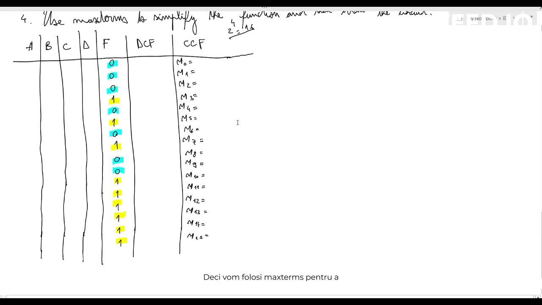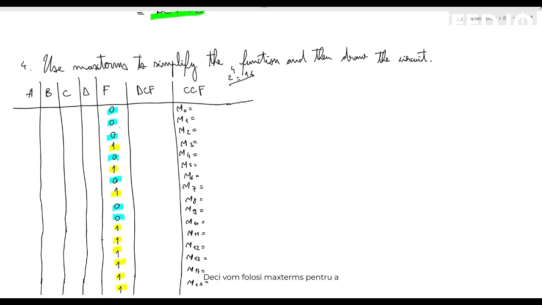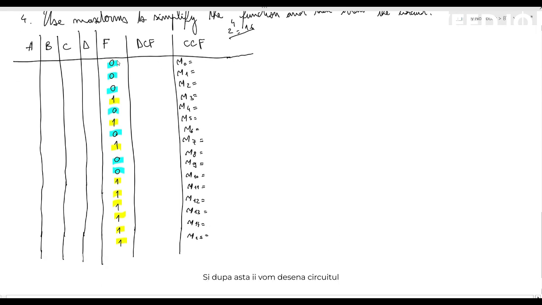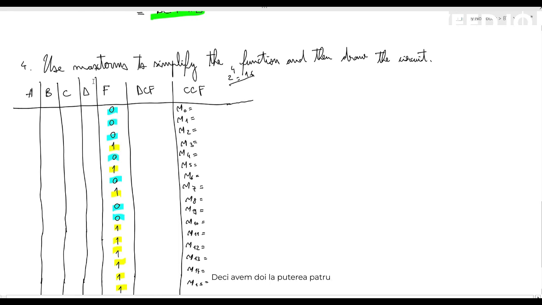So, we are going to use max terms to draw the K-map and to simplify the function. And after that, we are going to draw its circuit. So we have 2 to the power of 4 because we have 4 variables, A, B, C, and D, which is 16.